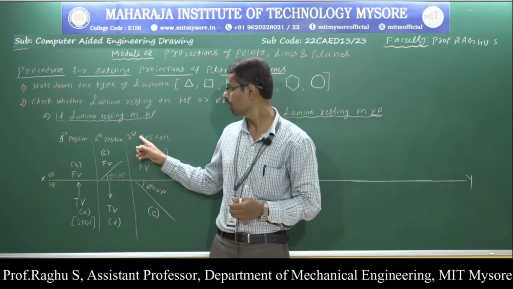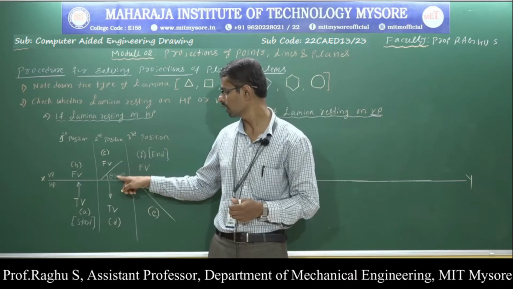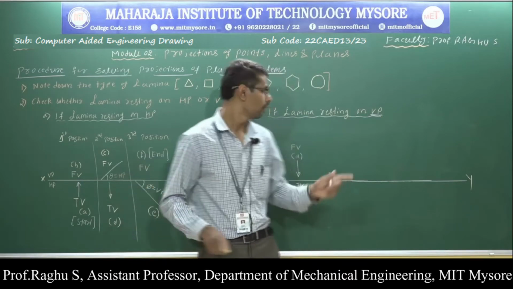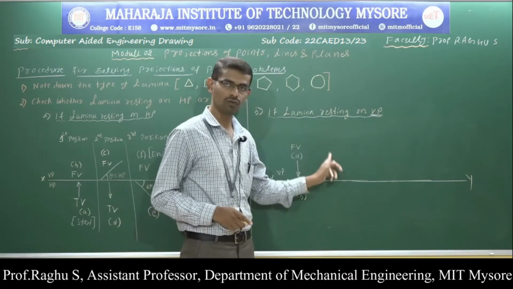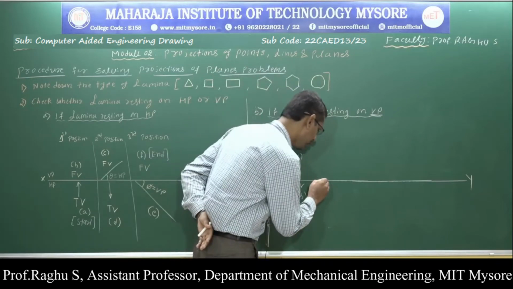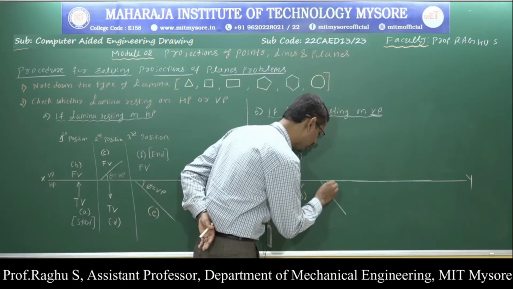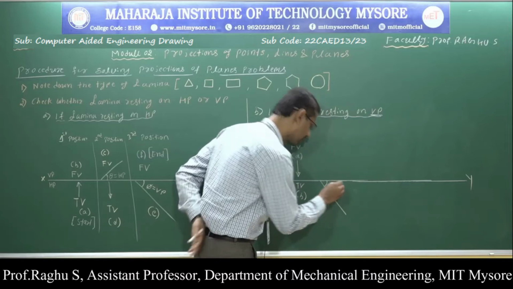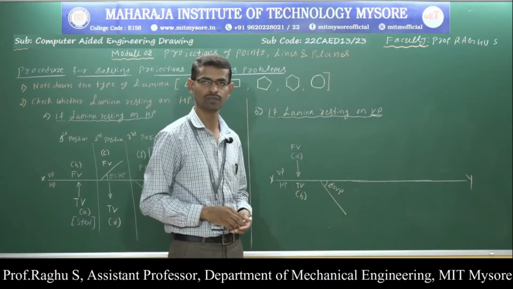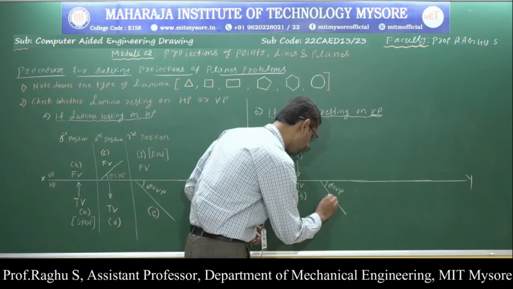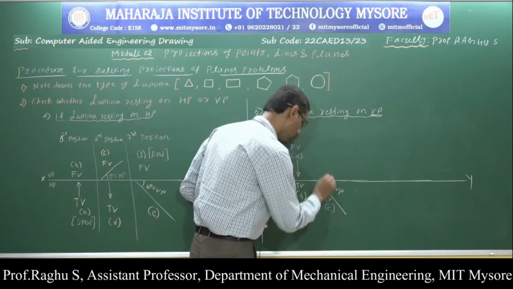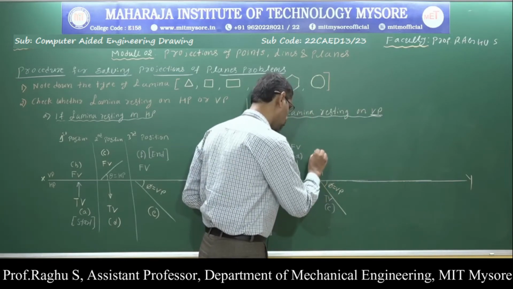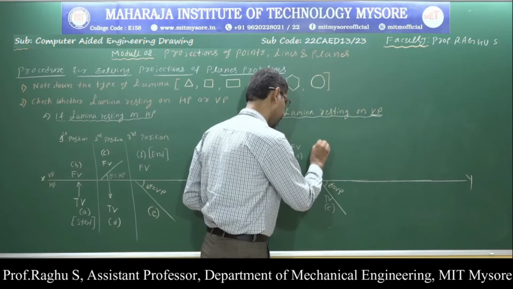When the lamina is resting on HP, to draw the second position I need the HP inclination. But when the lamina is resting on VP, to draw the second position I need the VP inclination, that is the lamina inclination with respect to VP. It is denoted by angle phi. So this is the top view C. Now draw the upward projection to get the front view D.